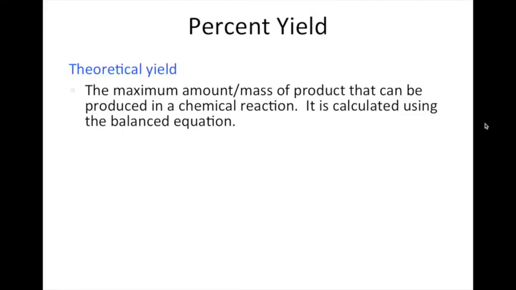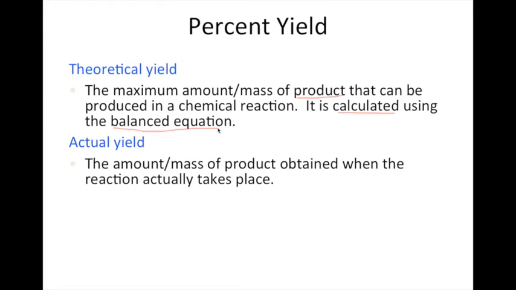In this video, we are going to look at the percent yield of a chemical reaction. So let's start with a few terms and definitions. First, the theoretical yield. The theoretical yield is the maximum amount or mass of a product that can be produced by a chemical reaction. The theoretical yield is always a calculated mass that's calculated using stoichiometric calculations that involve the balanced chemical equation.